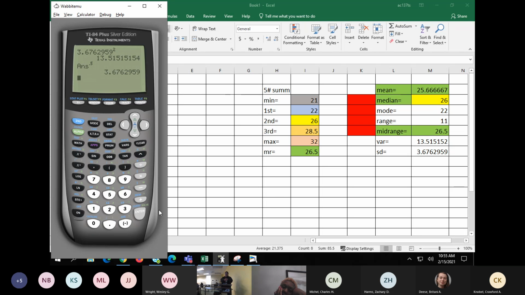Okay, say it again. They will give you a number and they'll say the variance is equal to 13.51. I'm using the 2 numbers on the spreadsheet. Find the standard deviation. And then they'll say the standard deviation is equal to 3.6762, blah, blah. What is the variance? And all they want you to do is what we just did on the calculator.